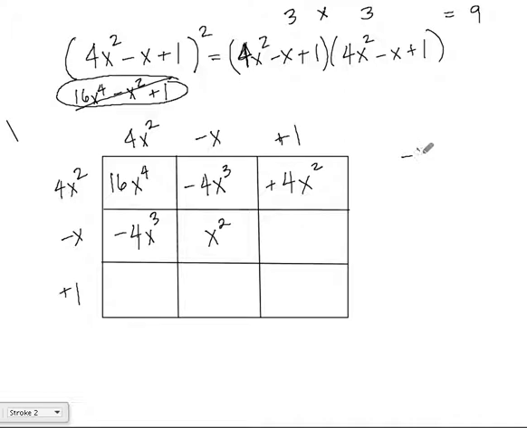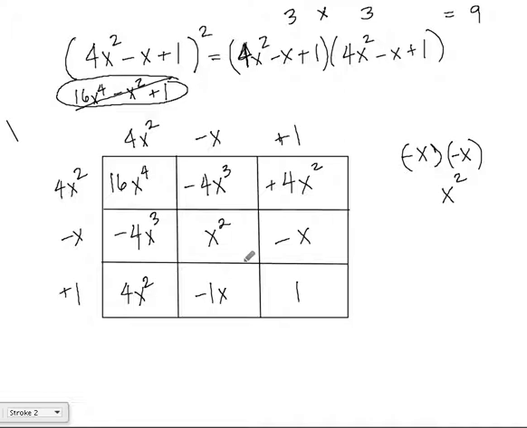I'll do that over here. Negative x times negative x. A negative times a negative is a positive. x times x is x squared. Then negative x times 1 is negative 1x. And now I'm going to move to my last row. 4x squared times 1 is positive 4x squared. Negative x times 1 is negative 1x. And then 1 times 1 is 1.